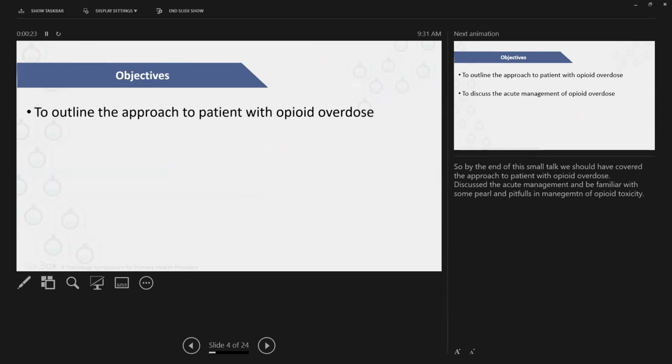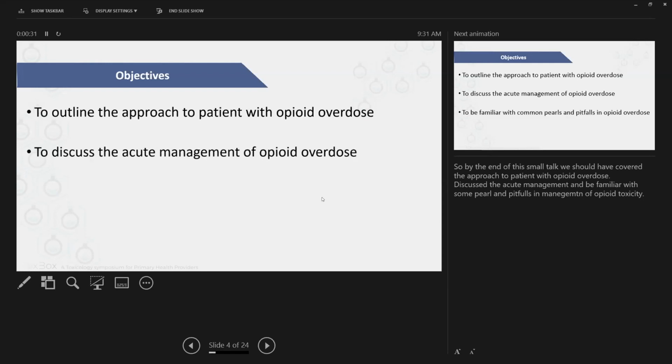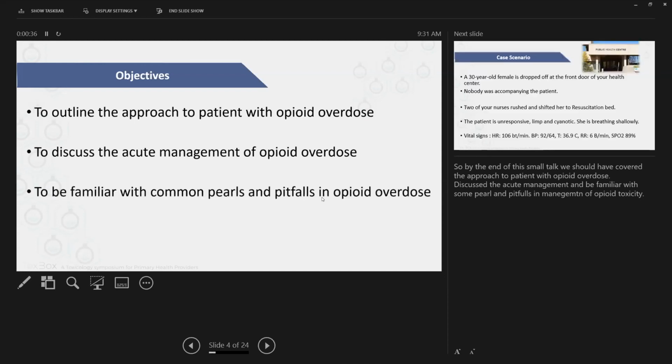By the end of this small talk, we'll have covered the approach to patients with opioid overdose. We'll be discussing acute management of opioid overdose in summary, and becoming familiar with common fears and pitfalls in opioid overdose. If you have any questions, the discussion panel will be at the end of this presentation.